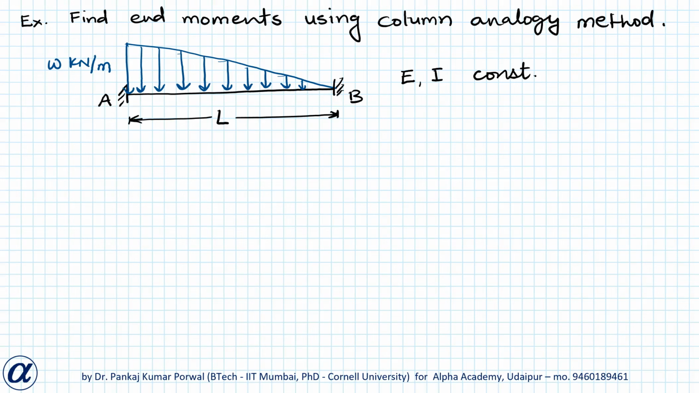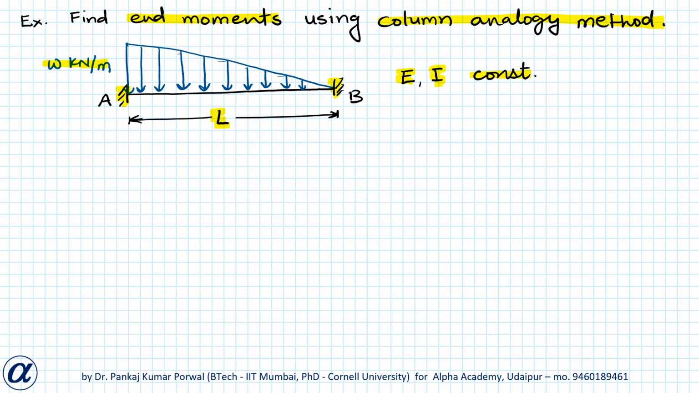In this question, we want to find end moments using column analogy method. We are given a beam with fixed ends A and B with a right angle triangular load with maximum value at end A of W kilonewton per meter. The length of the beam is L and E and I for the beam are constant.